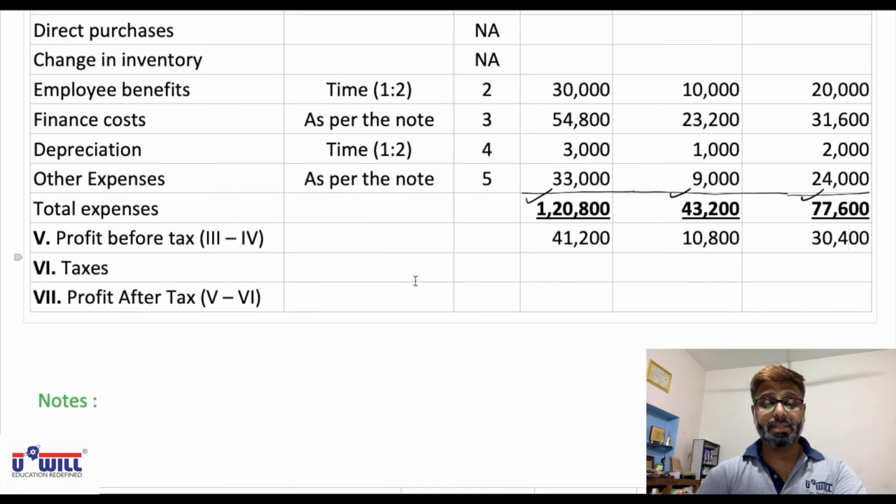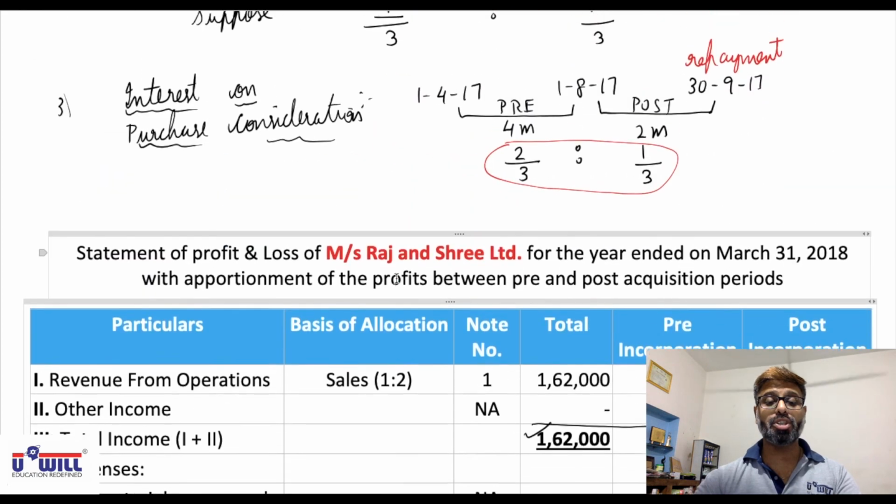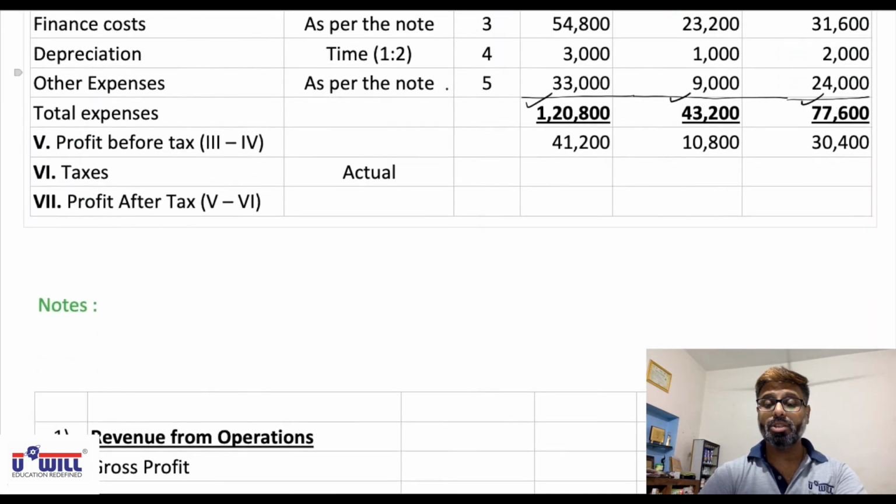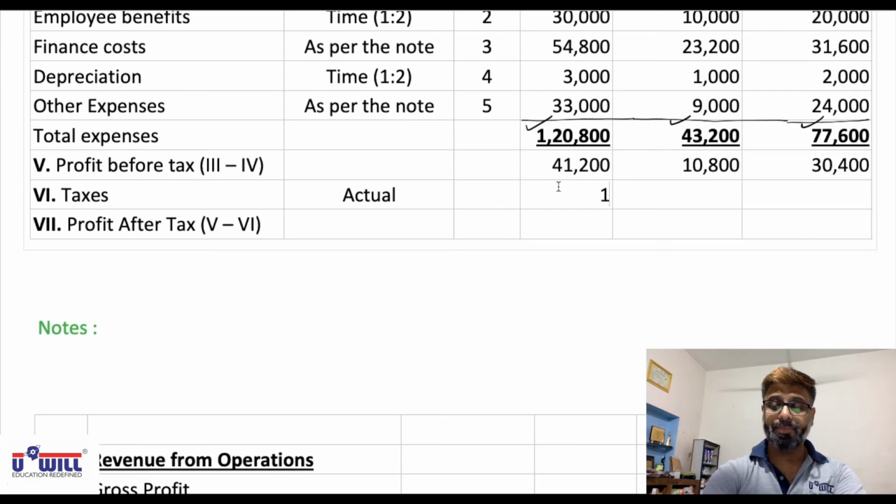Now taxes are given in the question, so that will go on actual basis, entire amount will go in post incorporation period. Provision for corporate tax, we all can see 16,000 in the question, last second item. So entire 16,000. There is no note for this. We directly take it in the P&L statement. Note is not to be made. Entire 16,000 will go in post incorporation period.